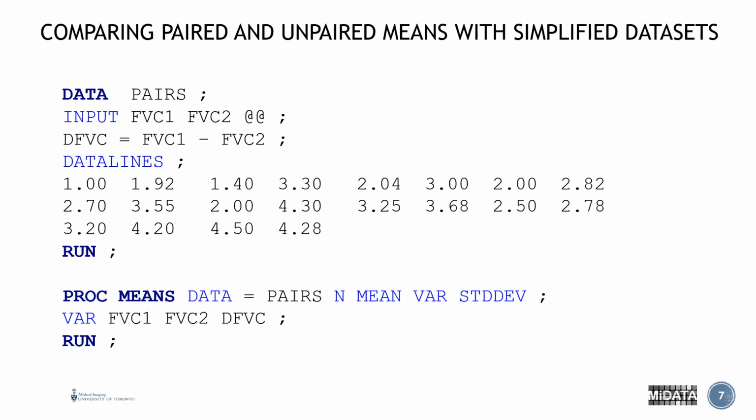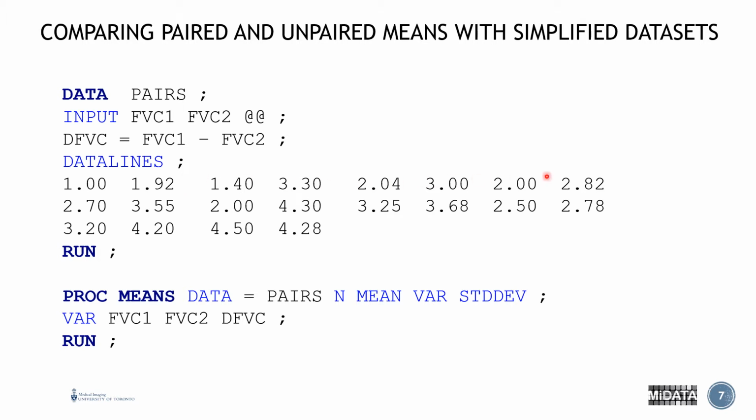So let's start off with the paired data set. Now, if you have paired data, what you're naturally going to think of doing is taking the difference between the pairs and looking to see if the mean difference is greater than 0. And so this is what we're doing here. We're creating another data set called pairs, where we take the first value and the second value for FVC. We create a variable called dFVC, which is the difference. We actually perform the difference.